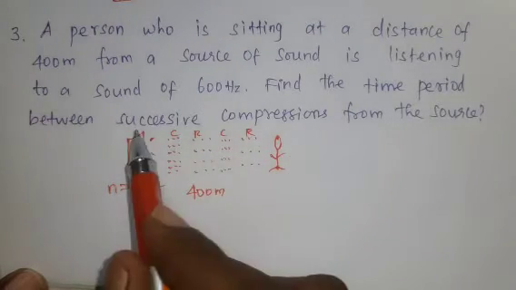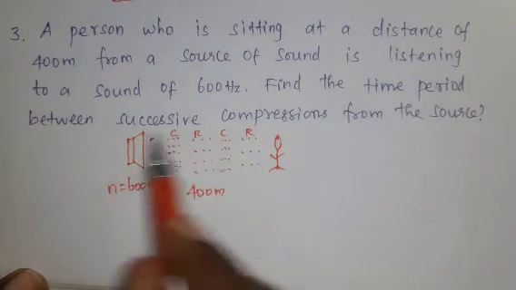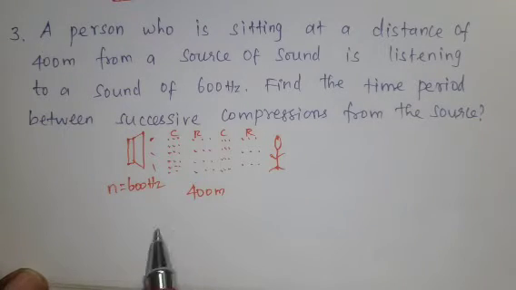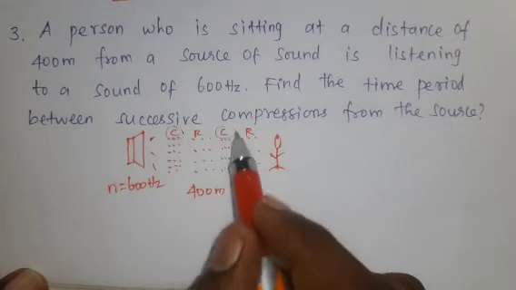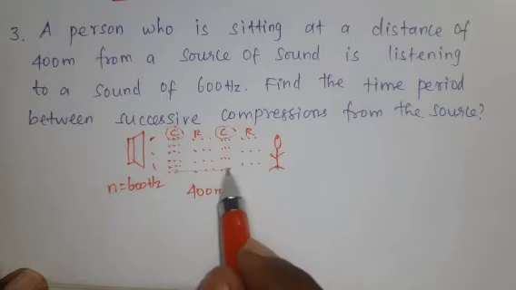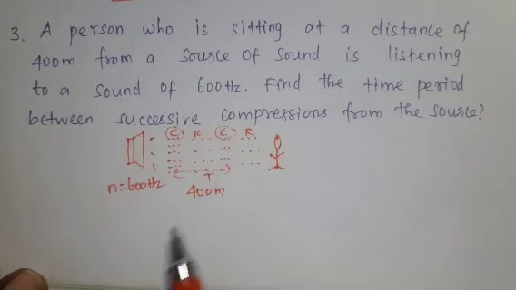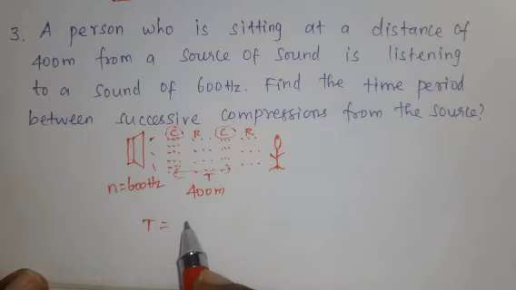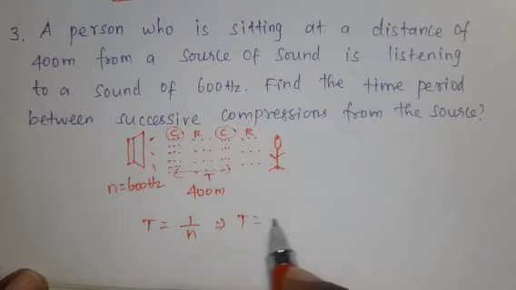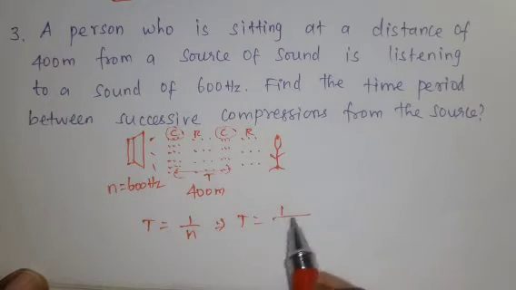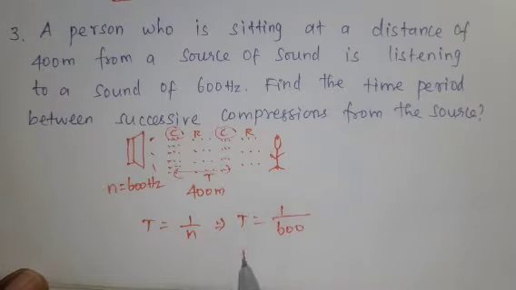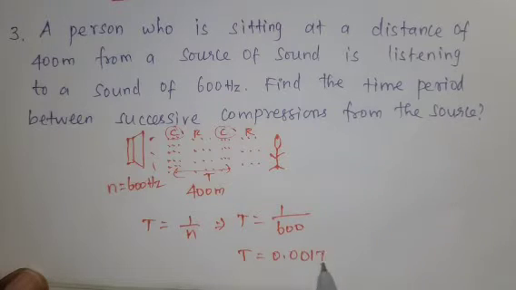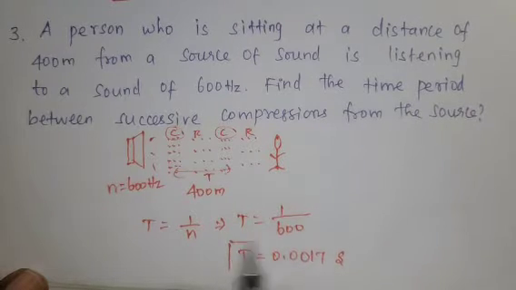The time period for successive compressions is nothing but the time period of one oscillation. This is one compression, this is another compression. So the time period for successive compressions is nothing but the time period for one wave. The time period is the reciprocal of frequency, t is equal to 1 by n. Then t is equal to 1 by 600 Hz. If we divide this, we'll get 0.0017 seconds. The unit of time is second.